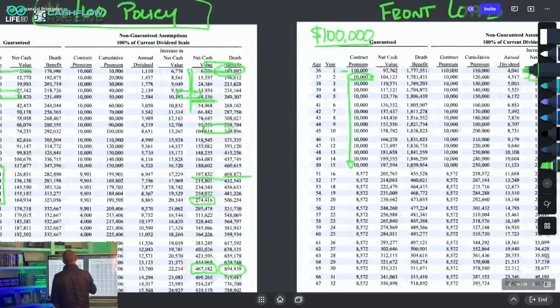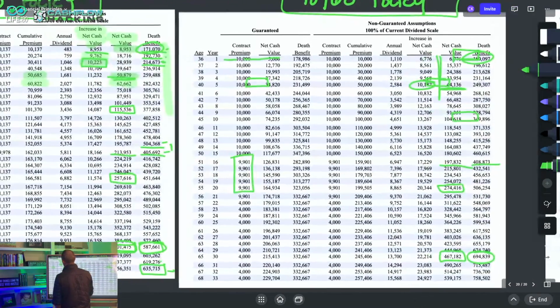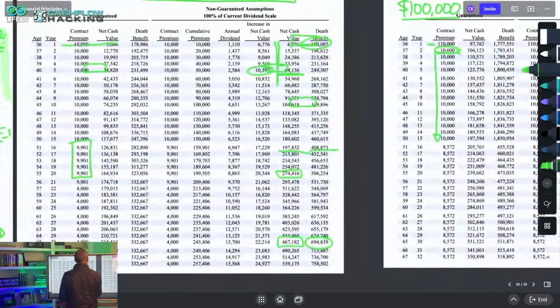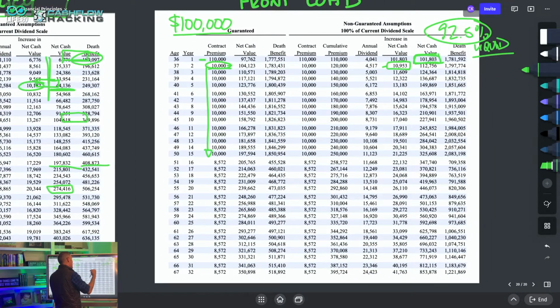Now, in this industry, that is quite the feat to be able to pull off. You could see it's year 5 here, and it's year 3 there. But this is actually year 5 before it grows by as much as this policy grows on a percentage basis in year 2, right? So this is far and away the more efficient contract.